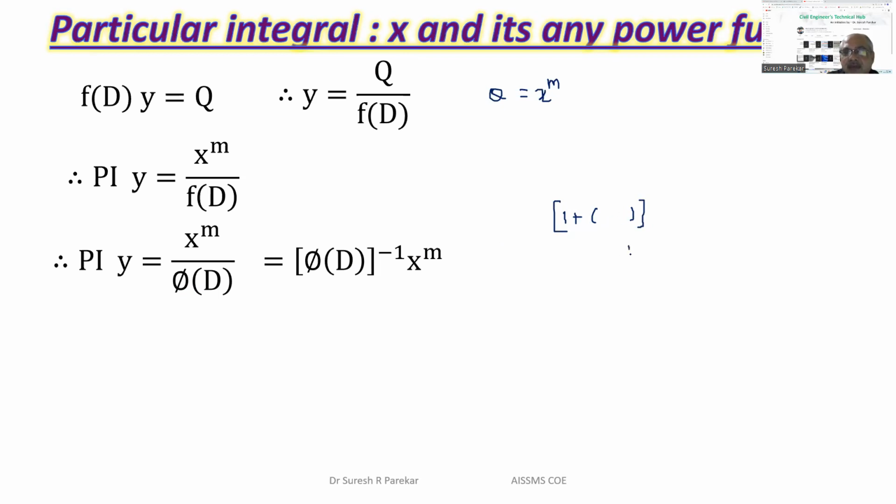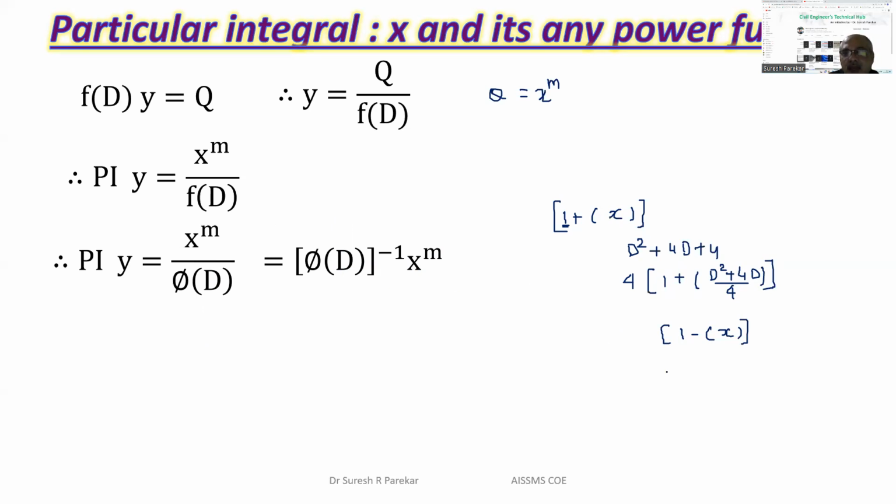Means if I say we have D square plus 4D plus 4, then what we are going to do here is we require the first term as 1. So I will take 4 common, and then in the bracket we will have 1 plus D square by 4, D upon 4. So we have to bring it in terms of 1 plus x, or we have to bring it in terms of 1 minus x, in this fashion. And then we have to take it in the numerator, so it becomes to the power minus 1, x to the power m.